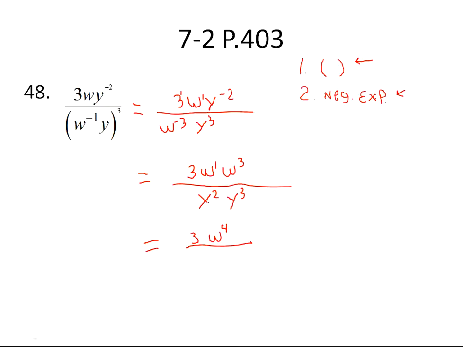In the denominator, you have y squared times y to the third. Add exponents, it's y to the fifth. There you go. No parentheses, no negative exponents. You have this simplified. There's only one representation for each letter. So you are done.